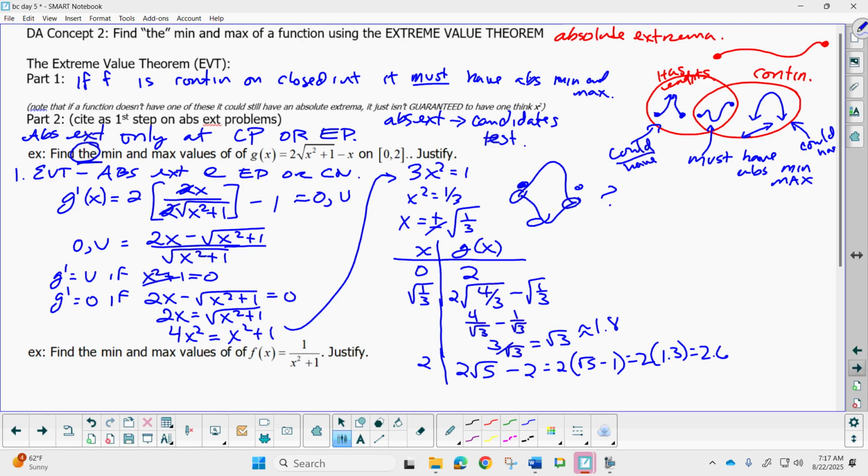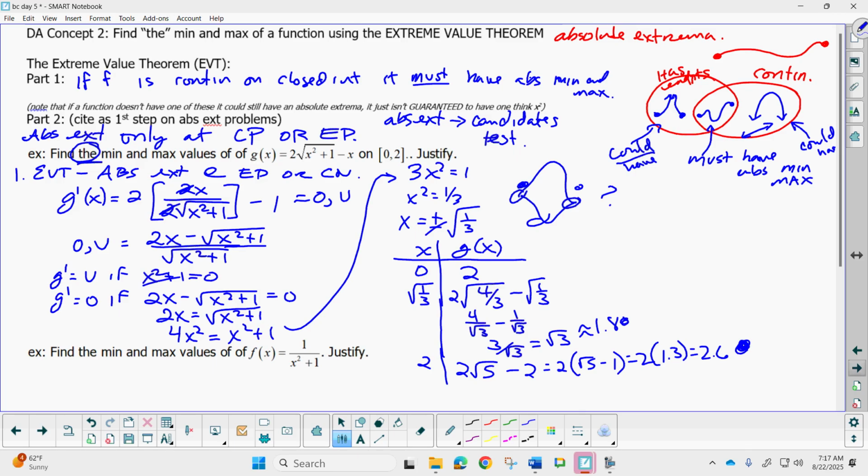I could also do a sign test around root 1/3 to see if it's going up after that or down. That would also have been smart, but that's not me. So anyway, I know enough to make a conclusion. This is the greatest value. Pretty sure. And yeah, I'm confident there. And this is the least value.